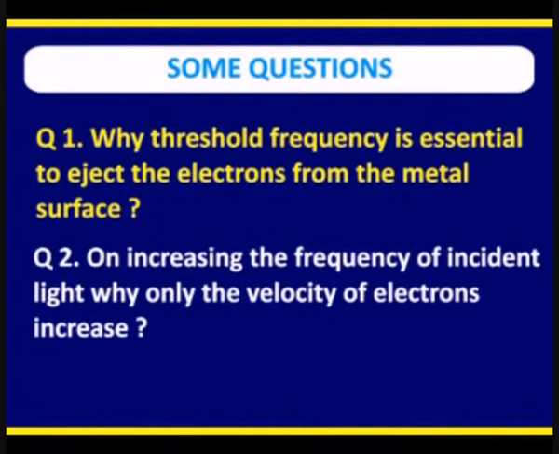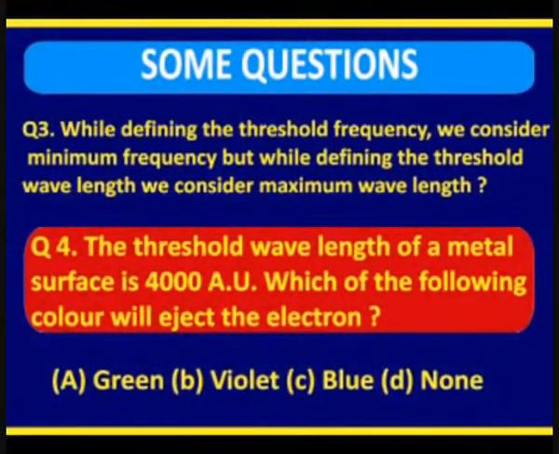surface. Now next, we see on the screen: on increasing the frequency of incident light, why does only the velocity of electrons increase? Please see further on the screen. While defining the threshold frequency, we consider the minimum frequency.